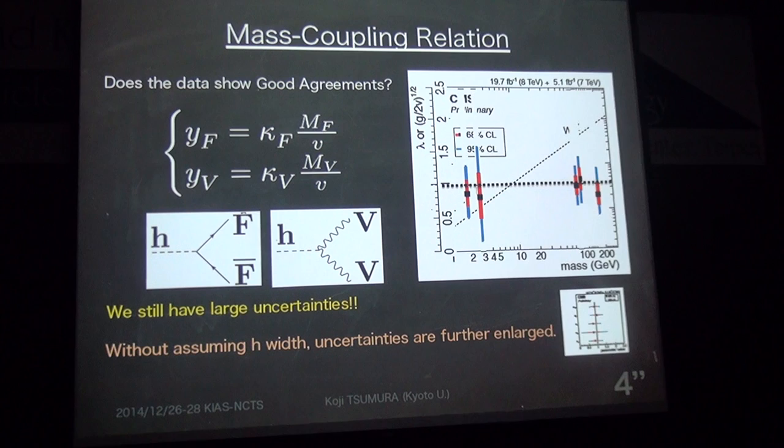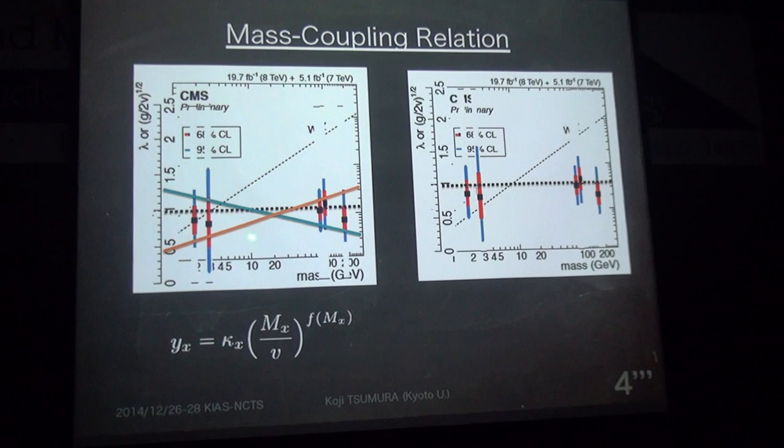And one more thing, we also use one more assumption to make this plot. The important assumption is the Higgs width. If you relax the condition on the Higgs width, then this uncertainty is further enlarged. And in fact, this mass coupling relation can be fit this way. So the Higgs coupling can be not a linear relation, or it can be linearly related to each other. It is possible.